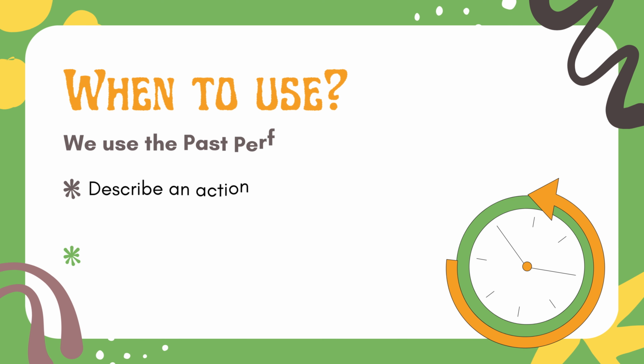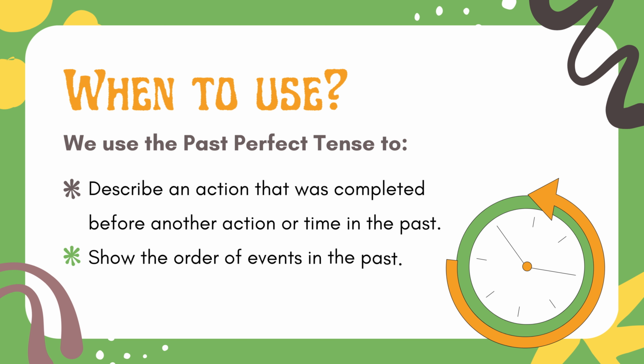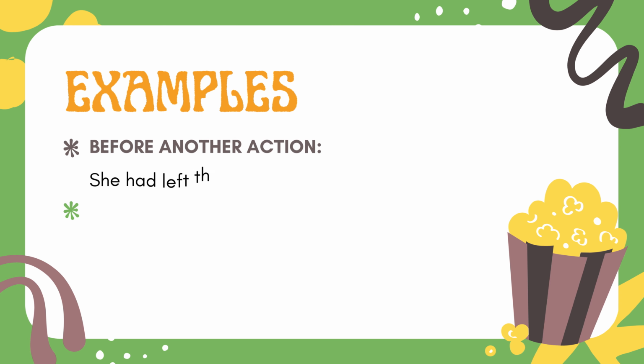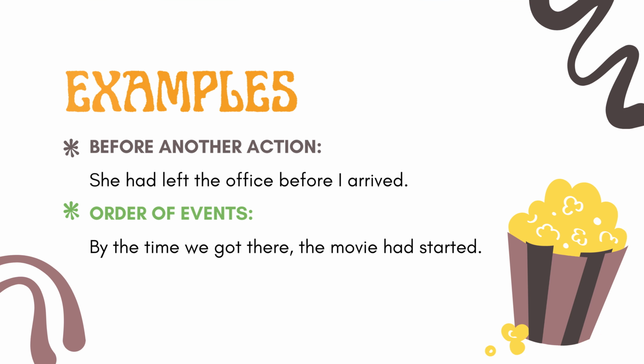We use the past perfect tense to describe an action that was completed before another action or time in the past. Show the order of events in the past. Examples. Before another action: She had left the office before I arrived. Order of events: By the time we got there, the movie had started.